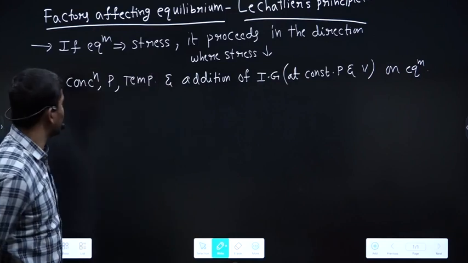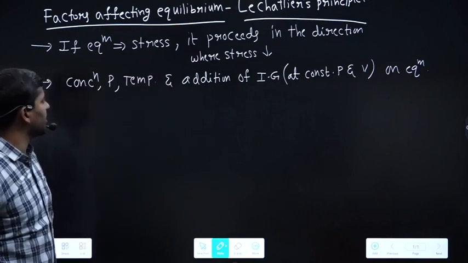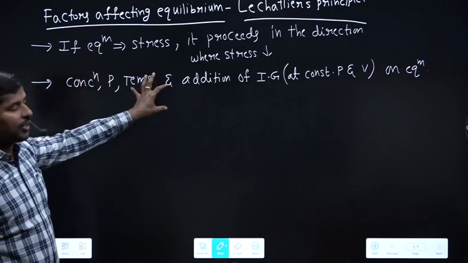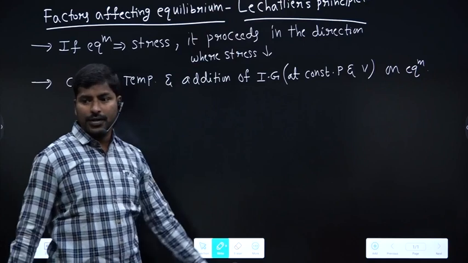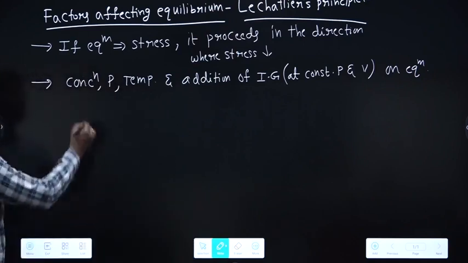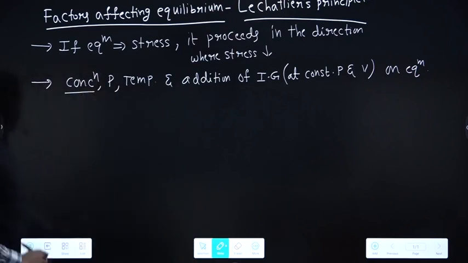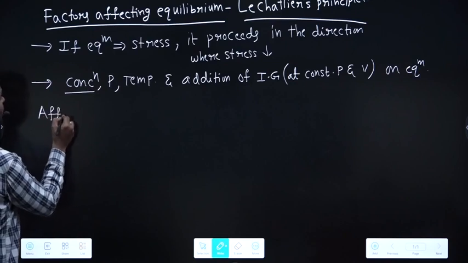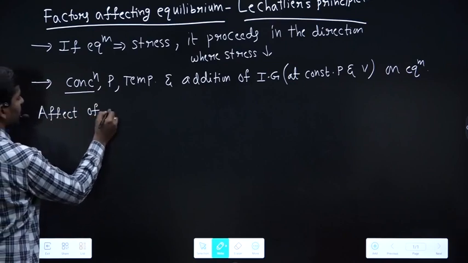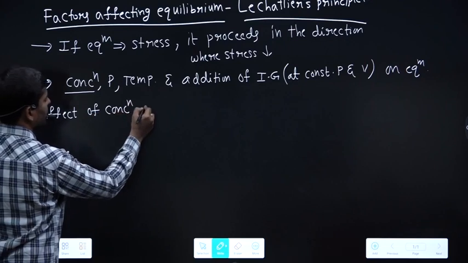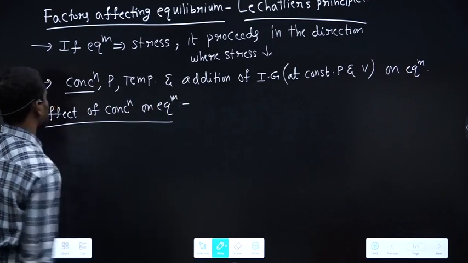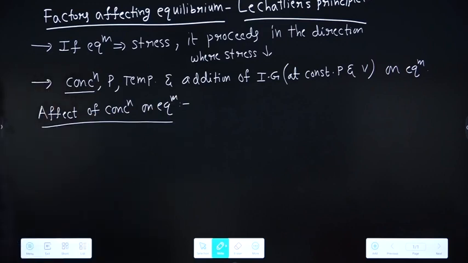What is the effect of concentration, pressure, temperature, and addition of inert gas at constant pressure as well as at constant volume on equilibrium? We can explain that based on Le Chatelier's principle. And in that, the first one is concentration. So, the effect of concentration on equilibrium.